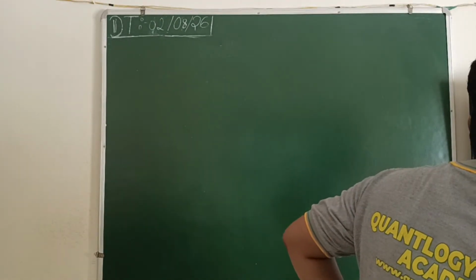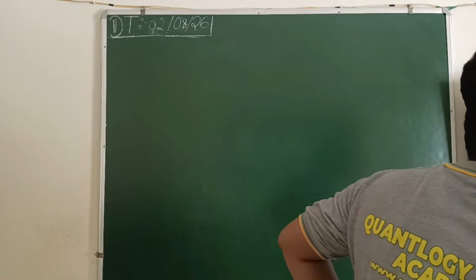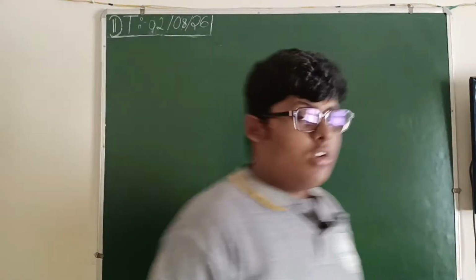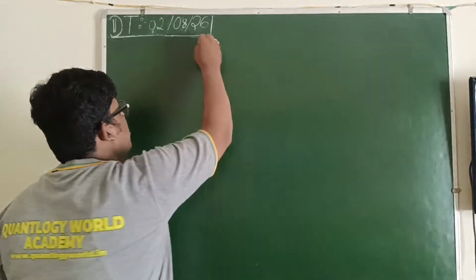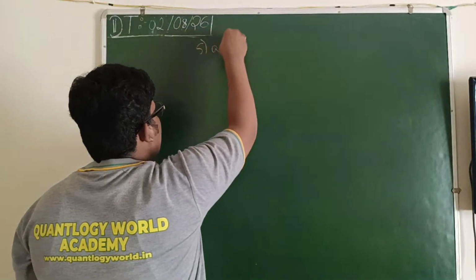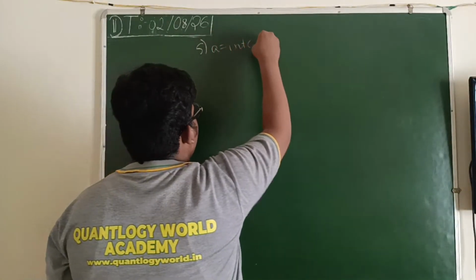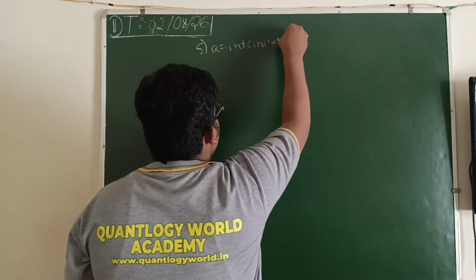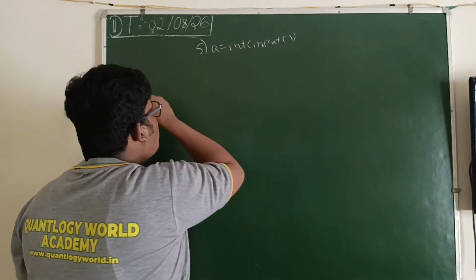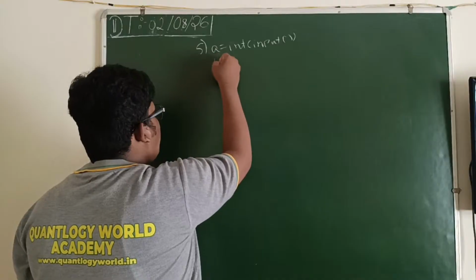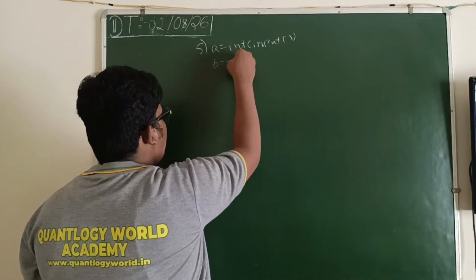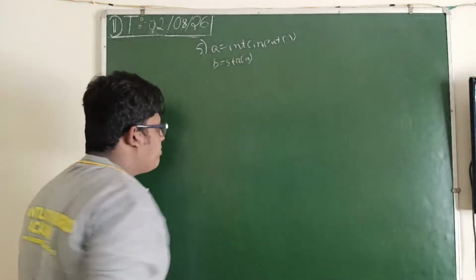Then next program, write a program to input a number and check whether it is an Armstrong number or not. It is a very important question. A equal to int input. Then we'll convert this number into a string. B equal to str A.